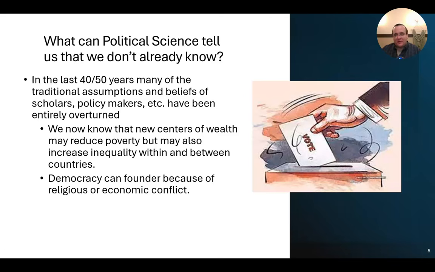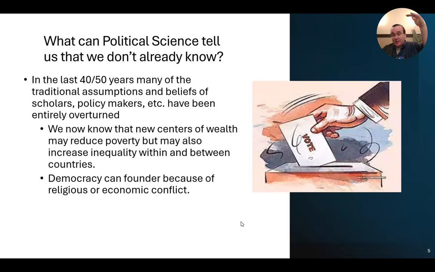In the last 40 to 50 odd years, many of the traditional assumptions and beliefs that scholars and policymakers have had have been entirely overturned, entirely thrown on their faces. We now know, and perhaps we didn't in the 80s, at the height of the Cold War, that new centers of wealth may reduce poverty, but may also increase inequality within and between countries. So the poor get poorer and the rich get richer. And that obviously creates anger, that creates strife, that creates a great deal of economic worry. Democracies can founder because of things like that.